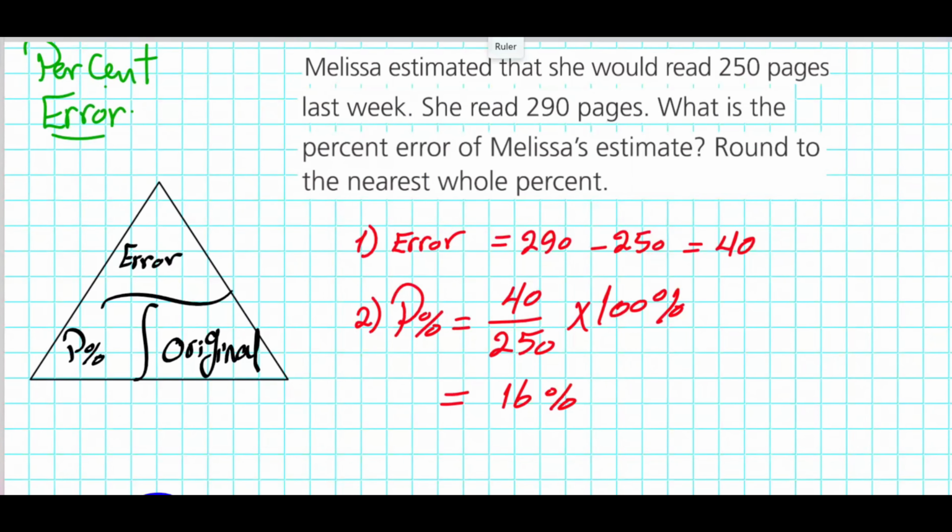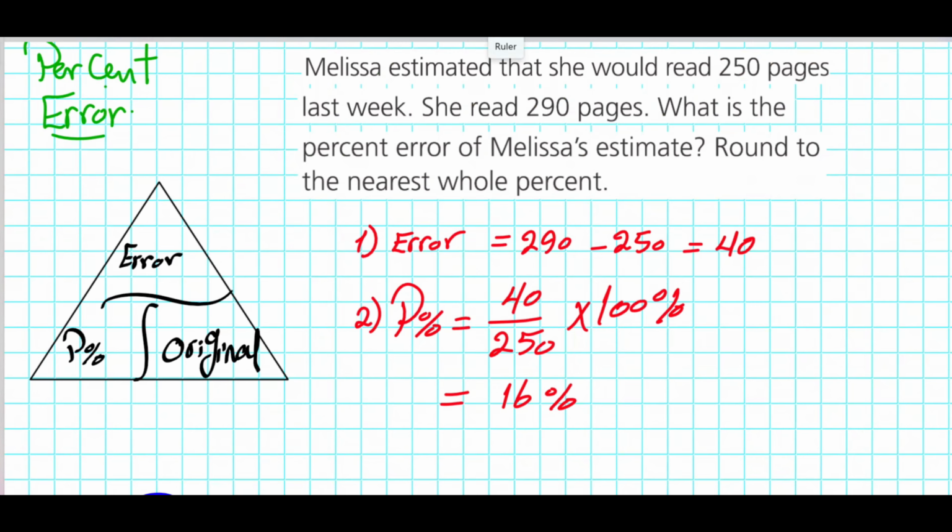Another idea about the percent error or percent change. Melissa estimated that she'd read 250 pages last week, but she read 290 pages. What is the percent error of Melissa's estimate? Round to the nearest whole percent. Okay. First, she made an error by thinking she will read 250, but she actually read 290. So the error was 290 minus 250 equals 40. 40 pages as an error.